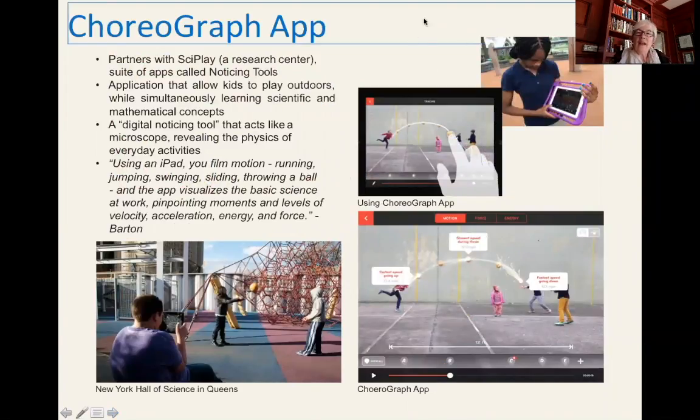This last one I think is great and really interesting in terms of that idea, the Choreograph app, and how you can really take technology and track people and their movements, and then the app starts to tell you scientifically what's happening, or what is the physics behind that movement. Why is that ball arcing the way it is? Why is it falling? How fast is it moving? What are you doing? So it's some of the newer stuff that he's doing.